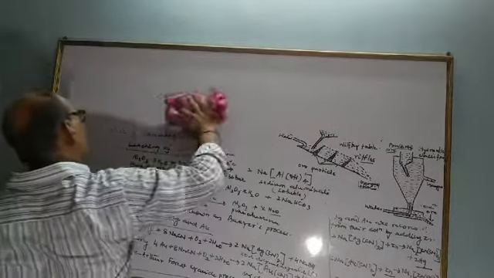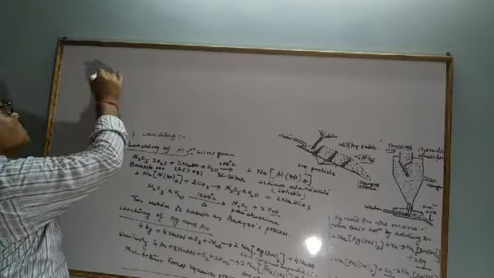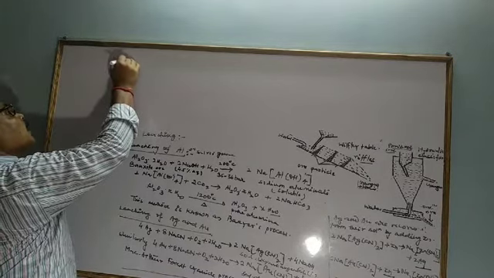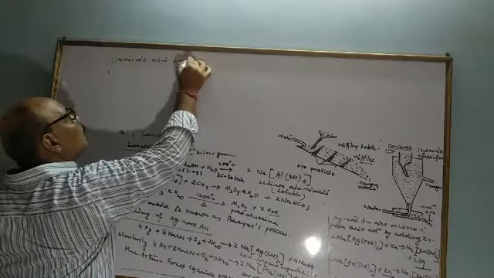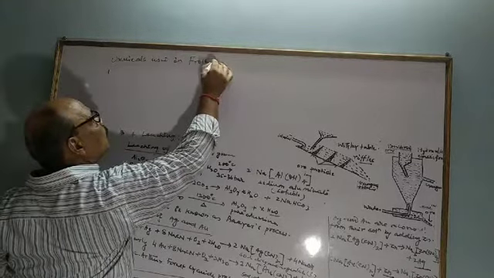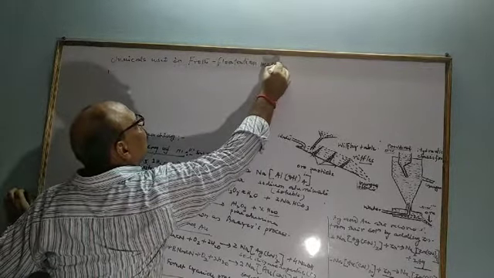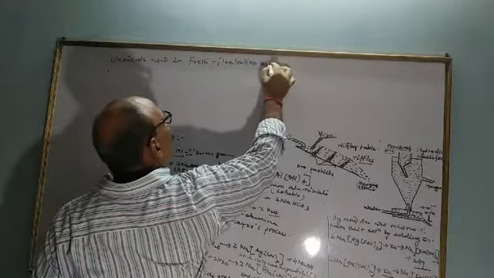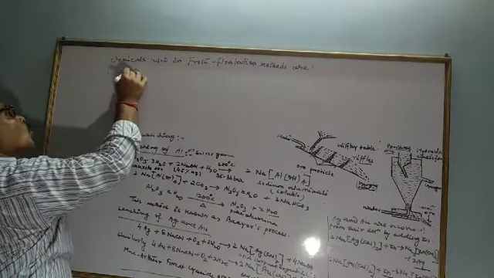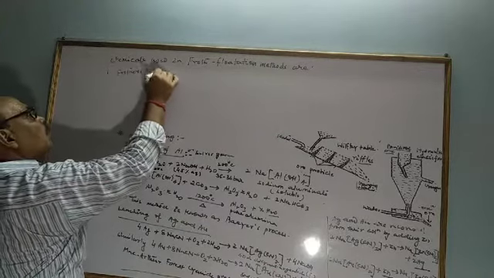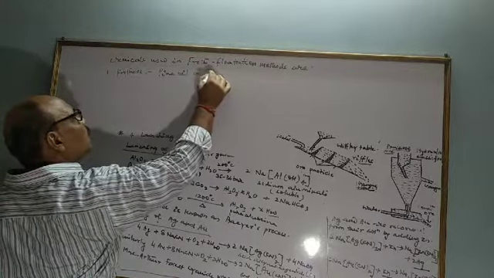Third method is froth flotation method. And the chemicals used in froth flotation methods are: first one is pine oil or eucalyptus oil.